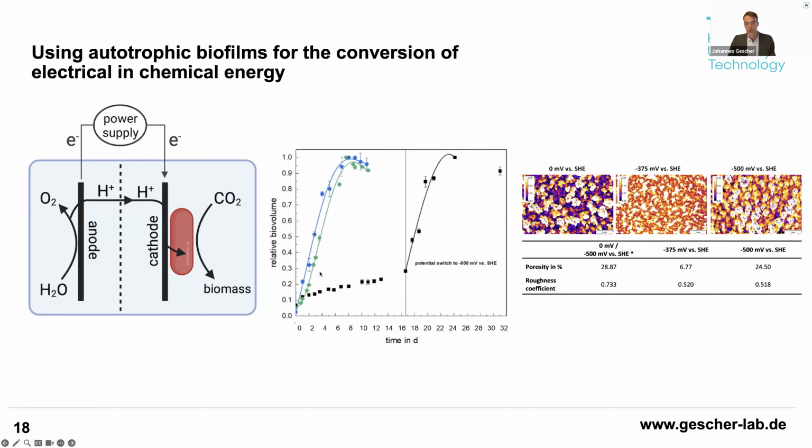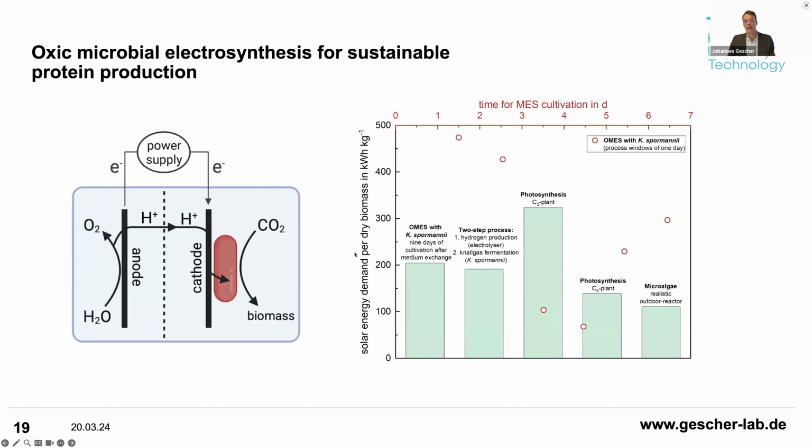Why should you do something like this? We have a process in which a biofilm grows with an electric current. We are able to sustainably produce electricity using wind, using water, and so on and so forth. And if we have an organism like this that grows with the aid of electrical energy and CO2, we can actually build biomass, and this biomass can be a protein source for the food and feed sector.